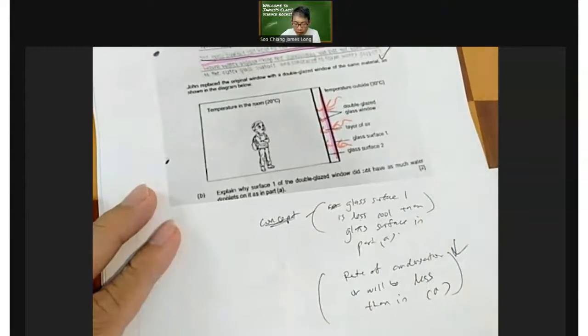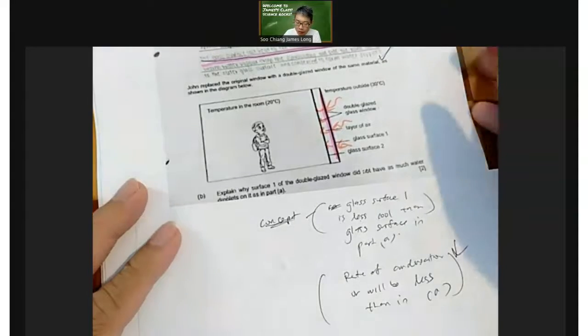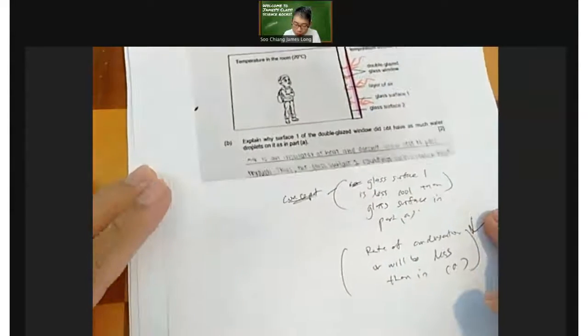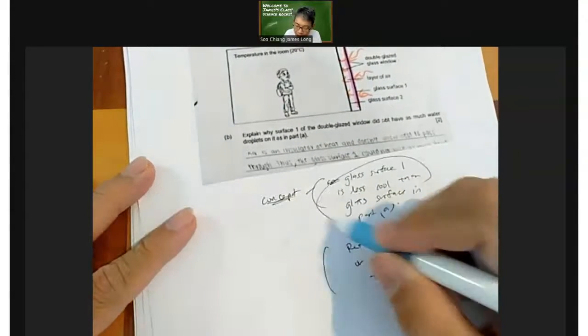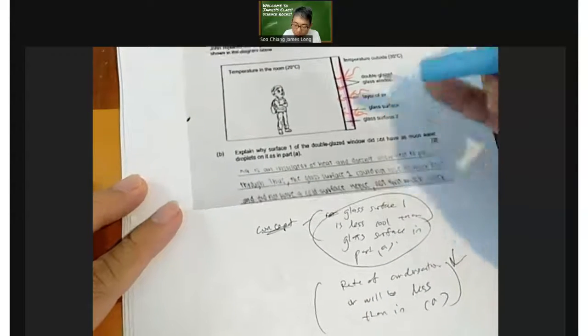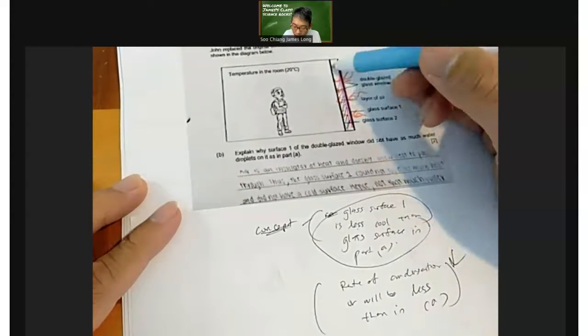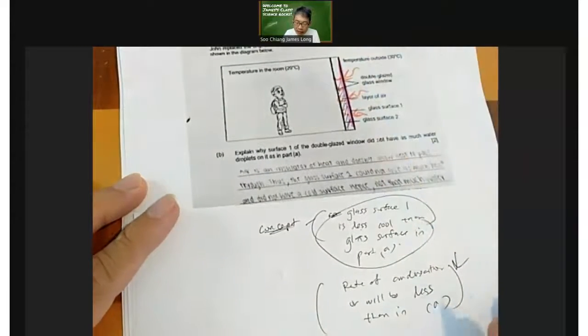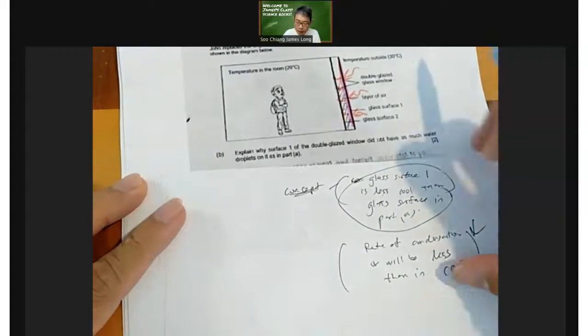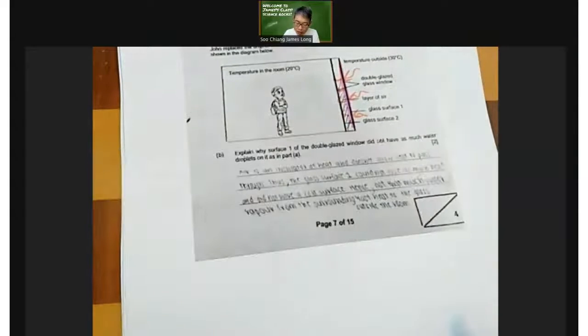So these two ideas must come out. And how to explain this? I need to use the layer of air inside the glass being a poor conductor of heat in order to reduce heat gain. So let me try answering this now.